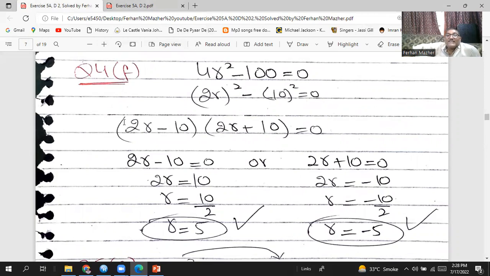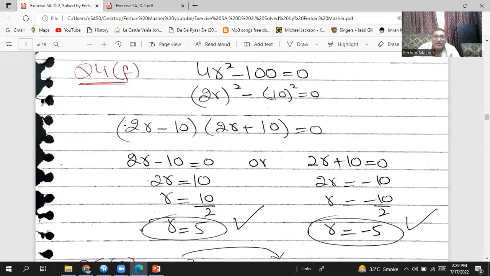So 2r square minus 10 square. There are two perfect squares, and between them we have a negative sign. The situation is like a square minus b square equals to a plus b, a minus b. So you will write 2r minus 10 in one bracket, in the other bracket 2r plus 10, and equals to 0. These two brackets multiply with each other, and the answer is 0.